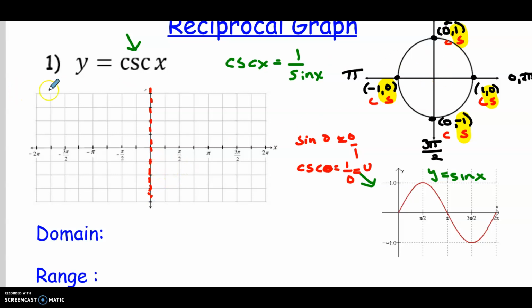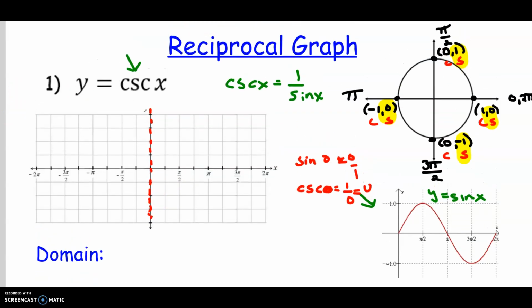Now I go on and I look at pi over 2. Sine of pi over 2, well, that's just equal to 1, which is the same thing as 1 over 1. If I flip that, it stays 1. So cosecant of pi over 2 stays 1. So at pi over 2, I'm going to make this be 1. I'm going to keep it there.